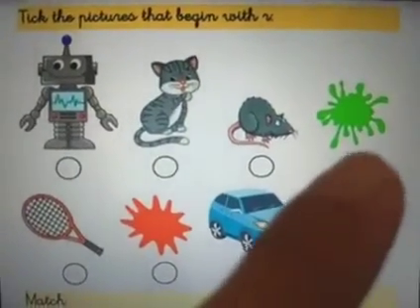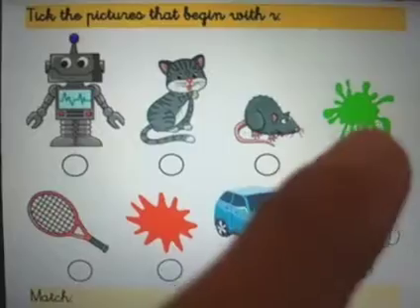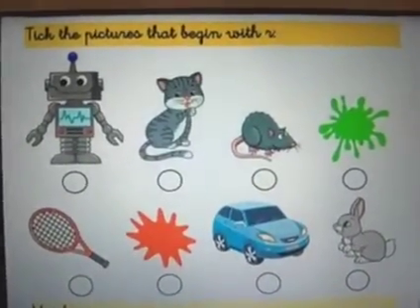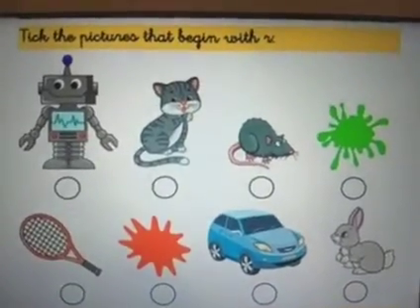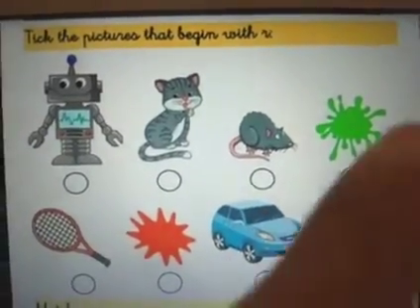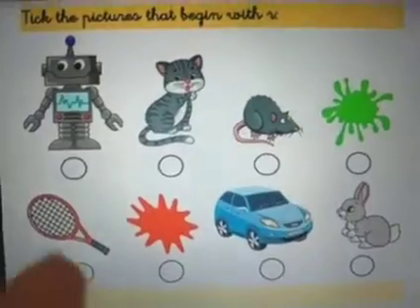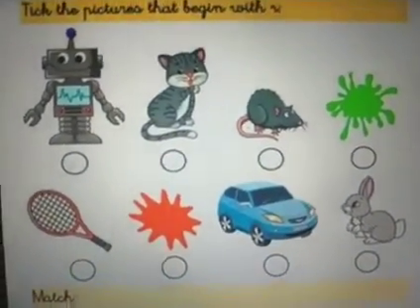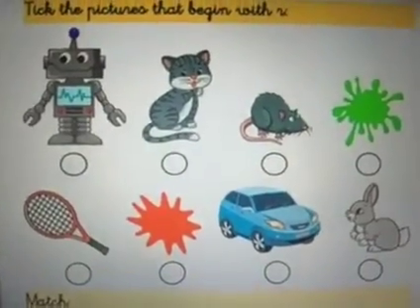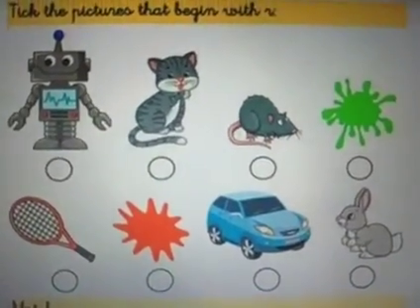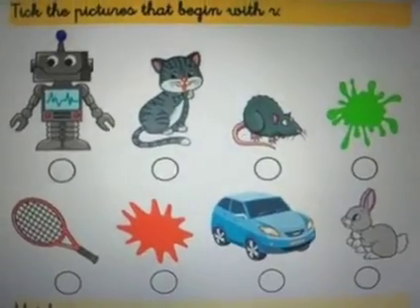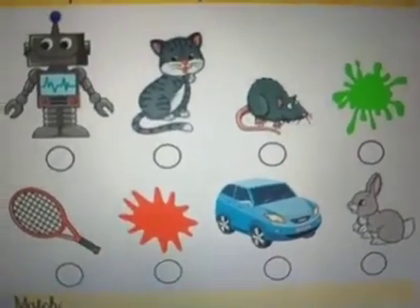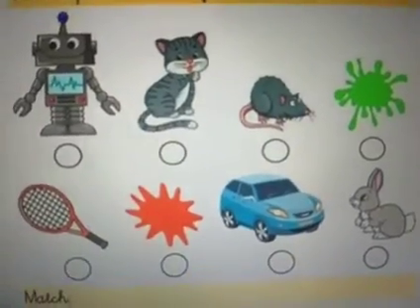Yes. Next is, which color is this? Green. Now does it begin with the sound R? No. So you just cross the picture. The next is a picture of a racket. So it's a tennis racket, or you can also call it just racket. Yes, now the word racket. Does it begin with sound R? Racket. Yes, it does. So you tick here in the box.